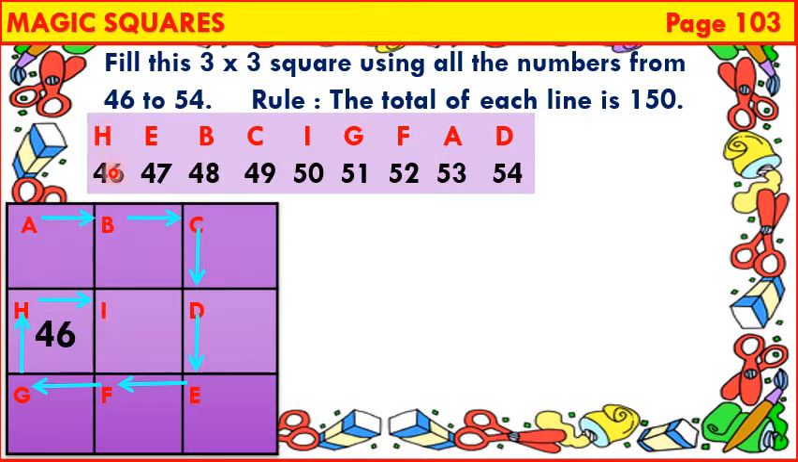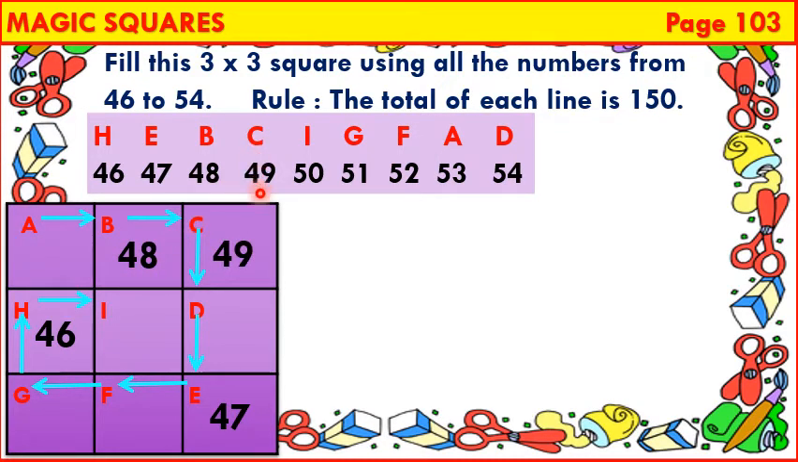Now consider the letters below Heb, Sig, Fed. Below H, 46 is written. So write this 46 below H in this magic square. Below E, 47 is written. So write this 47 below E in this magic square. Below B, 48 is written. So write this 48 below B in this magic square.